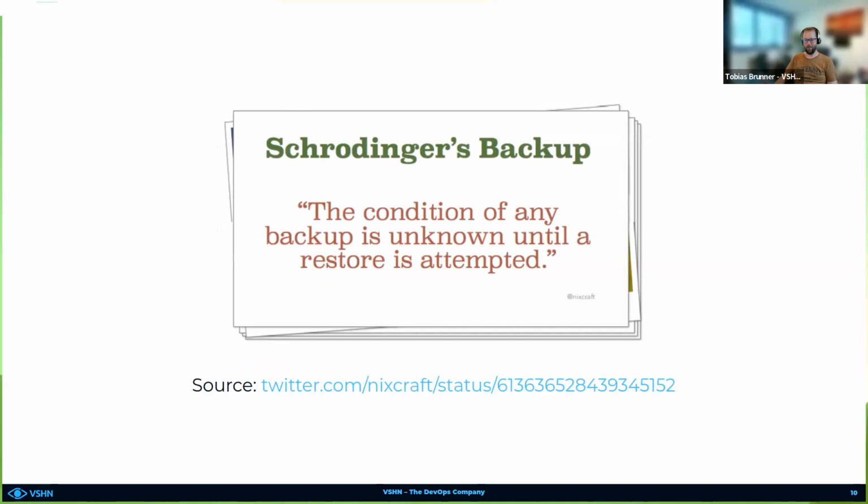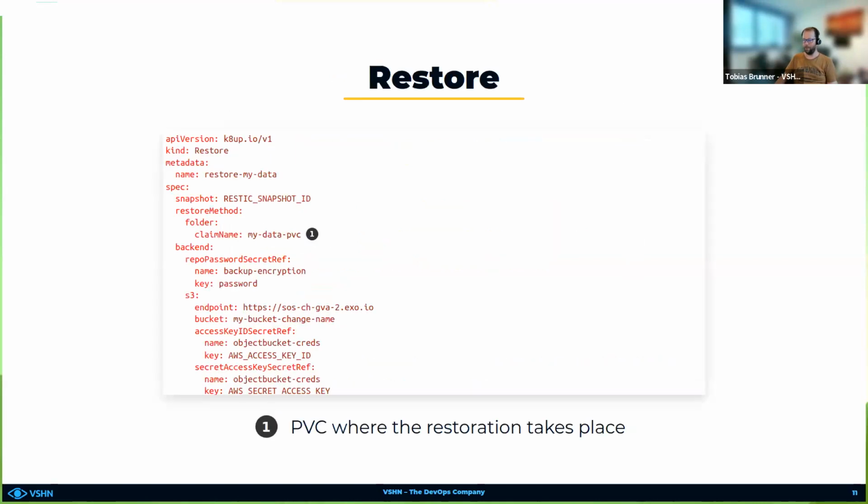But you might have heard of Schrödinger's backup. If we don't do restores, the backup might not exist. No? That's why KTUP has first-class support for restores as well. One way to restore data from a KTUP Restic backup is to use the restore object, where you say which snapshot you want to restore. To get a list of available snapshots, you can either use Restic itself, the tool, or you can use the snapshot object in the Kubernetes cluster, which gives you a list of available backups in the backend.